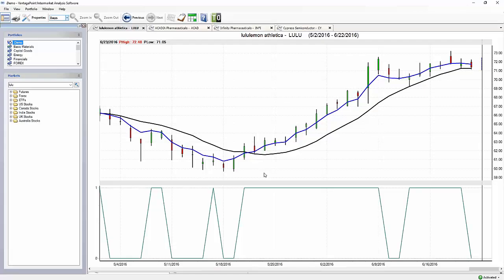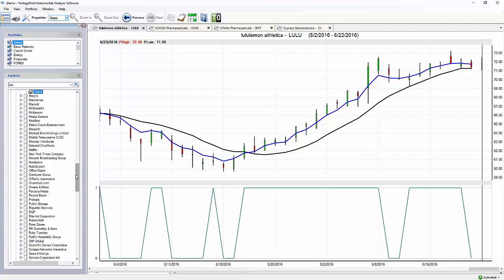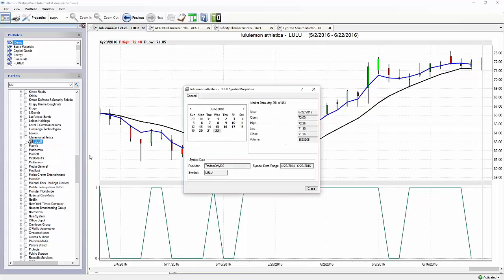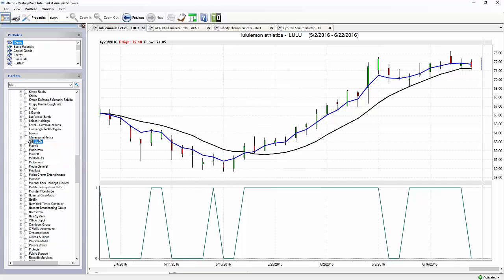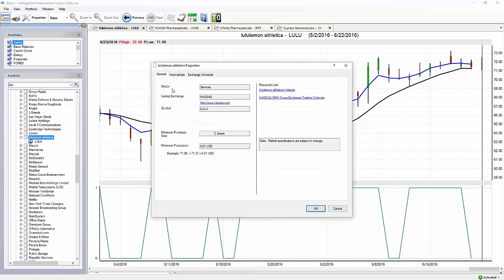It's very important that I explain everything here on the chart and how we really approach these markets. Now, I have Lululemon stock here, and I actually want to show you something really briefly. We can type in Lulu here in my market tree, and this is VantagePoint Intermarket analysis software. What this software does is analyze the relationships between related markets and then produce a forecast to help us make trading decisions.